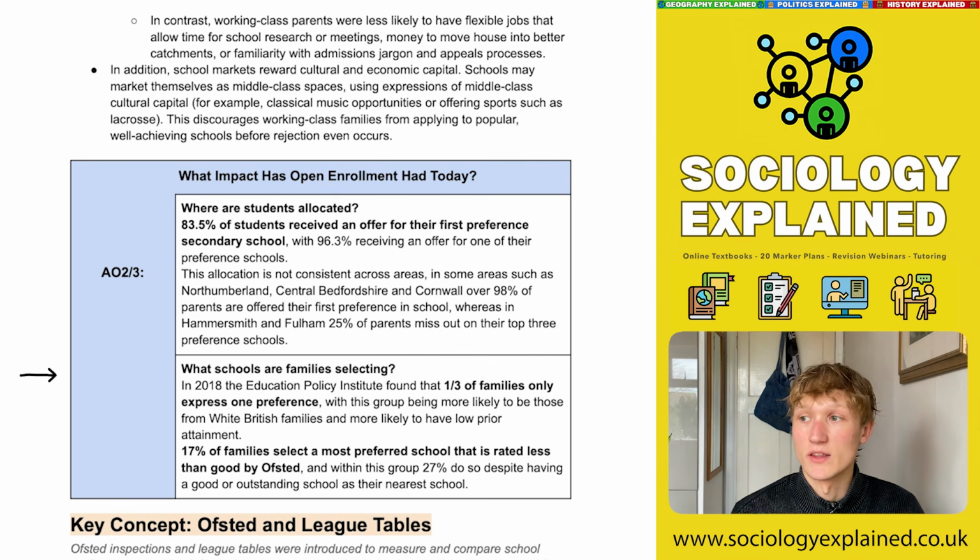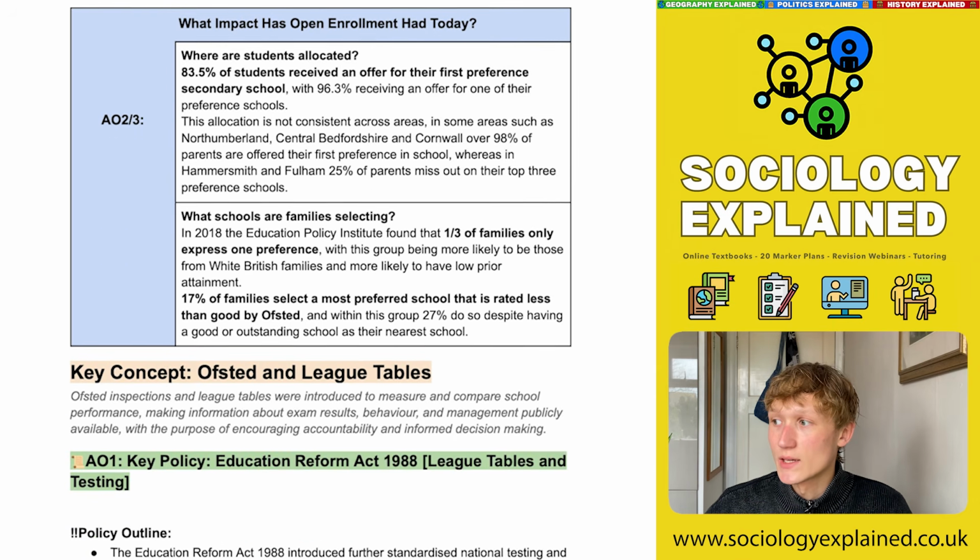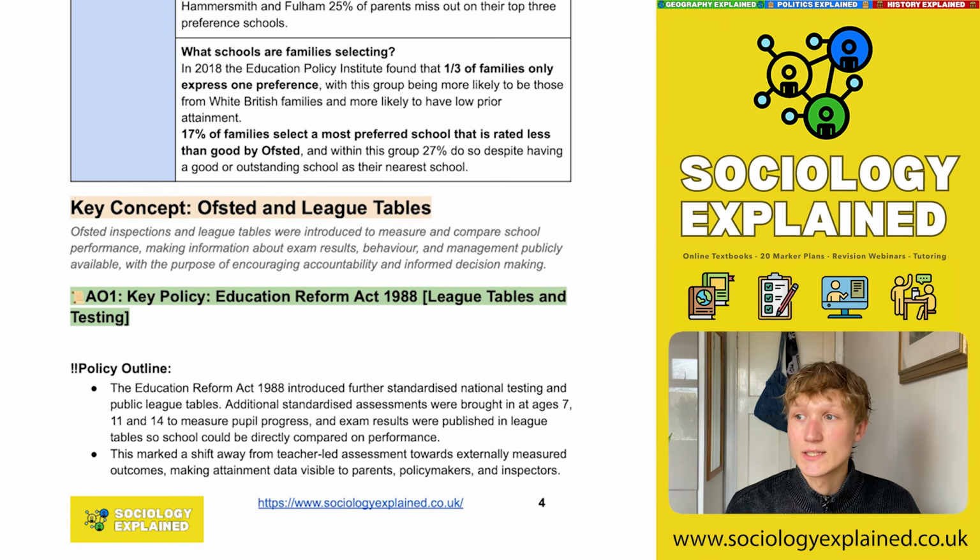And this group does this in spite of the fact that many of them, 27%, do it even if they do have an Ofsted good or outstanding school in the area. So it really shows that they're not necessarily using the data available. So that leads on to the next key concept, which is about Ofsted and league tables. You're probably aware what Ofsted is.